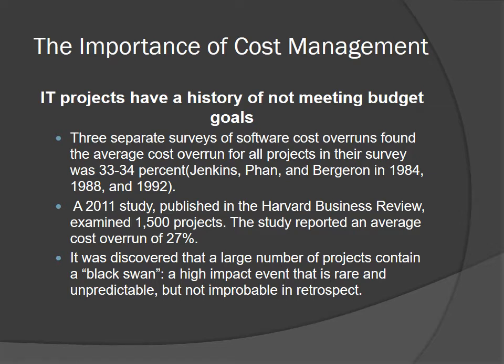Why is cost management so important? IT projects have a history of not meeting budget goals. Three separate surveys of software cost overruns found the average cost overrun for all projects in their survey was 33 to 34%. A 2011 study published in the Harvard Business Review examined 1,500 projects. The study reported an average cost overrun of 27%.